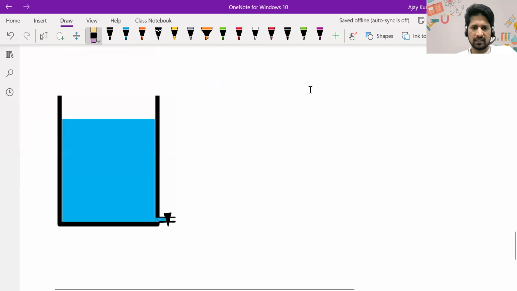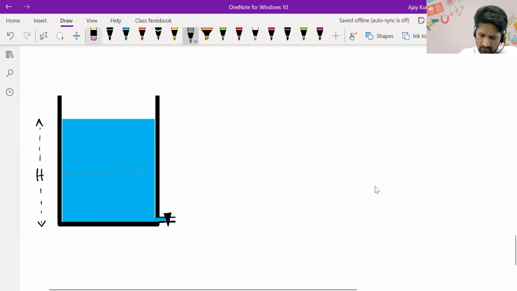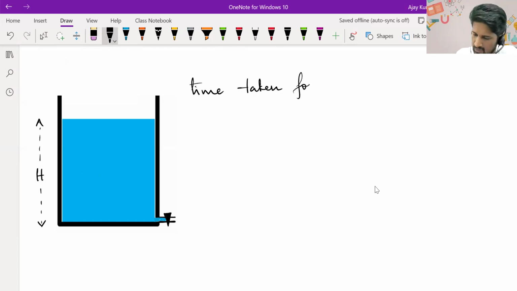Okay, so consider a tank like this. Assume the height of liquid in this tank is initially capital H. Now when you remove the stopper and liquid starts flowing out, that height will decrease. If height decreases, the speed of efflux also changes. After some time, the height will change to some other value, maybe half or so on. So what we need to derive is the time taken for half the liquid to get drained.